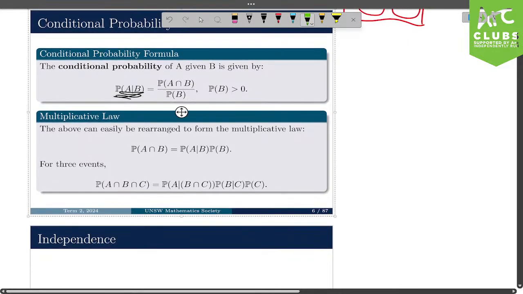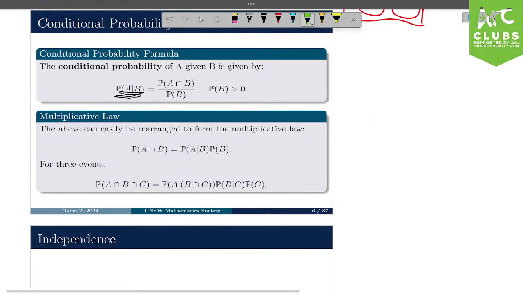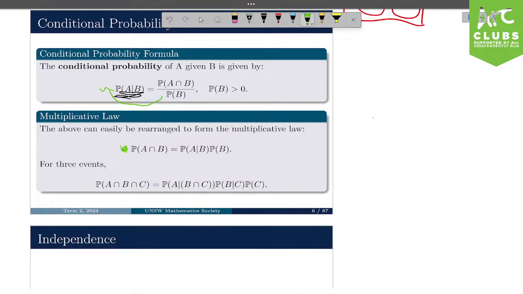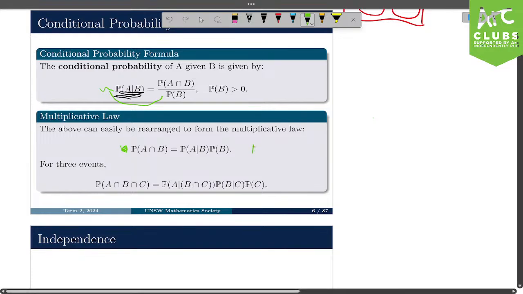We get the multiplicative law. So we just take this expression and we multiply B across to the top here. So we get the probability of A intersect B is equal to the probability of A given B times the probability of B. We could also say that the probability of B intersect A equals the probability of B given A times the probability of A. This is the same thing, but I've just switched A and B around.